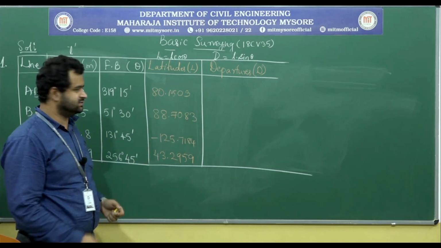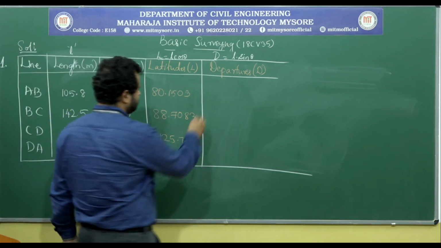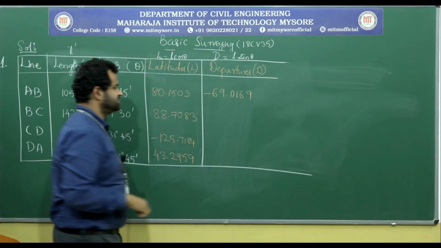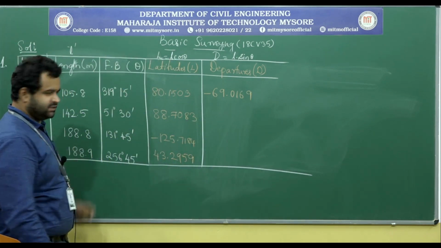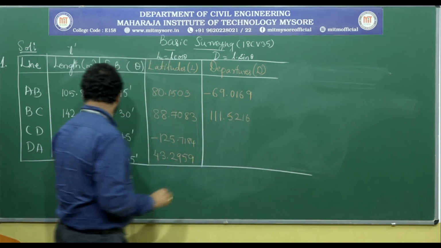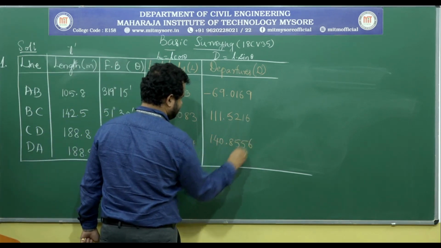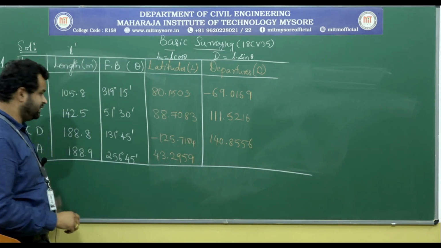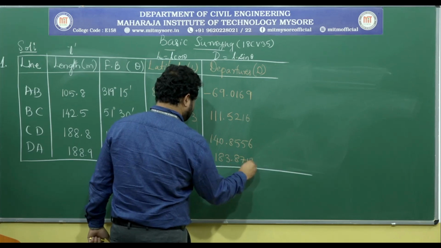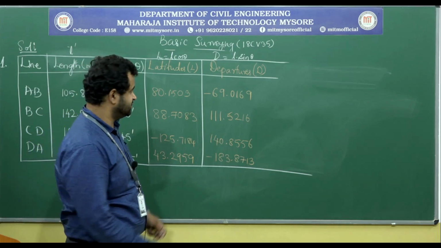Next let us calculate the departures. So for the line AB, departure D is equal to minus 69.0169. Next for the line BC, it is 111.5216. Next for the line CD, it is 140.8556, and for the last line DA, it is minus 183.8713. Next we shall calculate the corrections to the latitudes and departures.